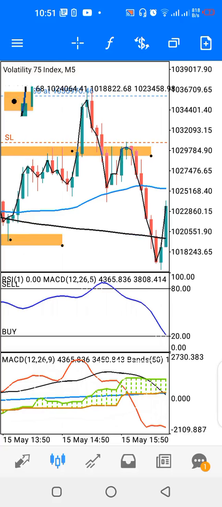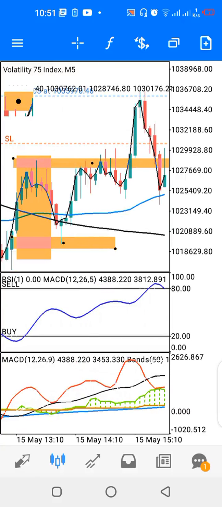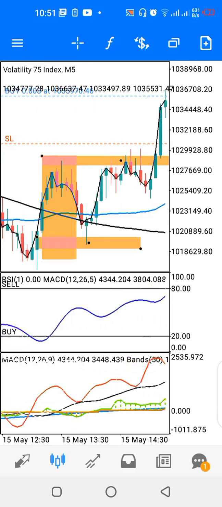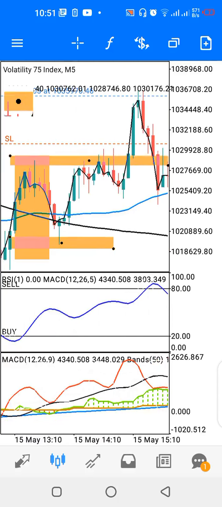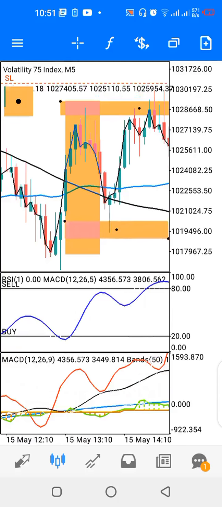So don't forget, if you place your buy entry here, your stop loss should be at the low of the pullback. This is the pullback, the low. Place your stop loss there. But if you place your buy trade here and there is no pullback like you have here, of course your stop loss should be here, which is the low.